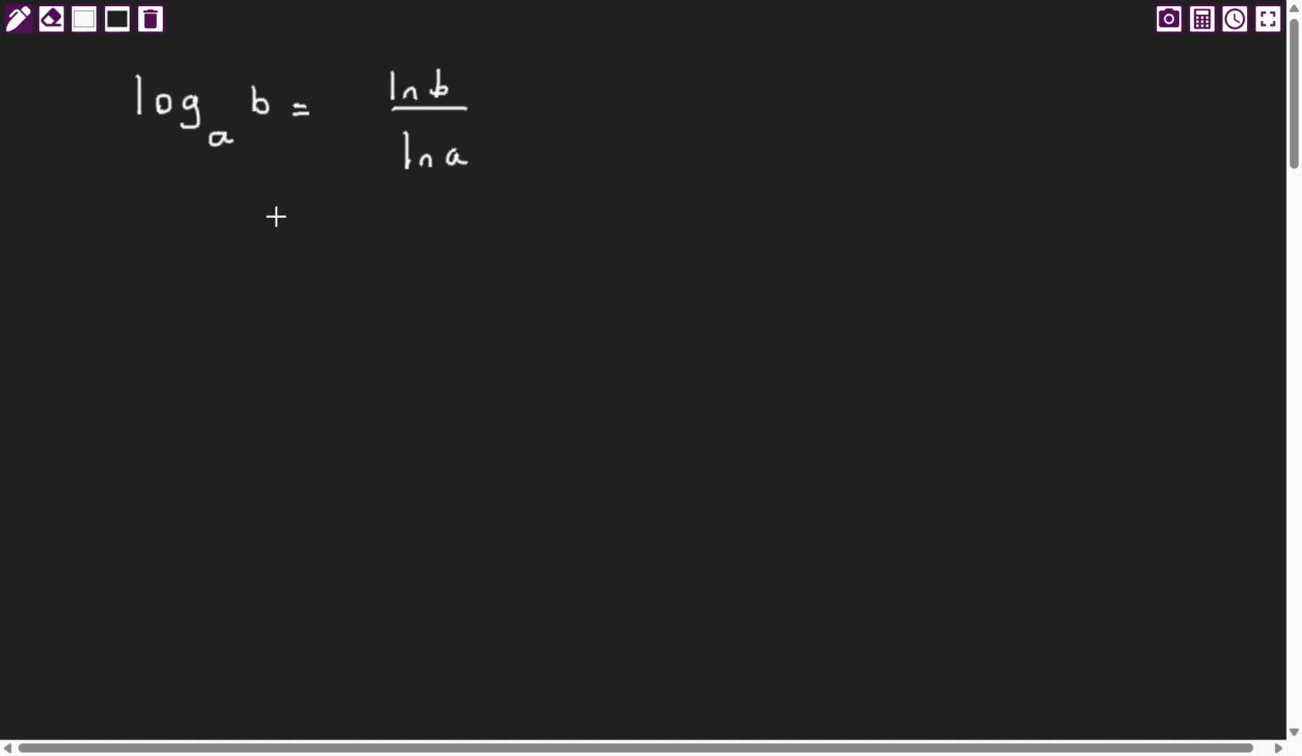So to prove this, we're going to first let log base a of b equal x. Now this means that a to the x equals b by the definition of logarithms. Now what we're going to do is apply the natural log to both sides. So we're going to have ln a to the x equals ln b.